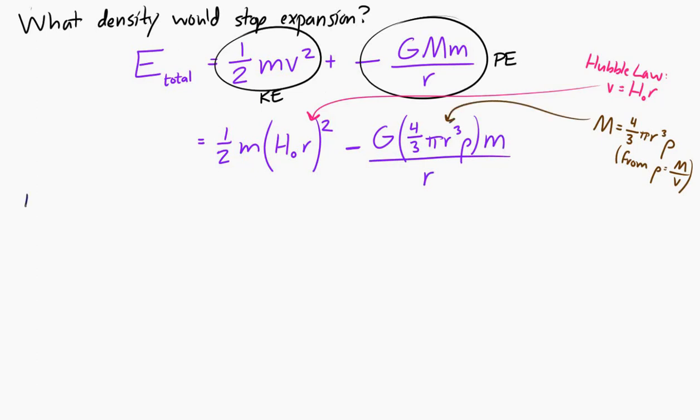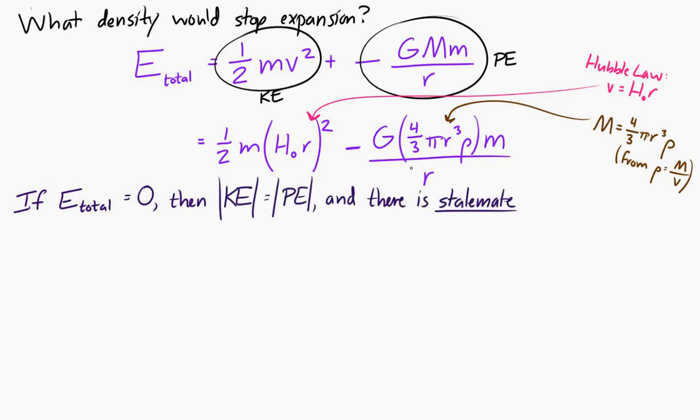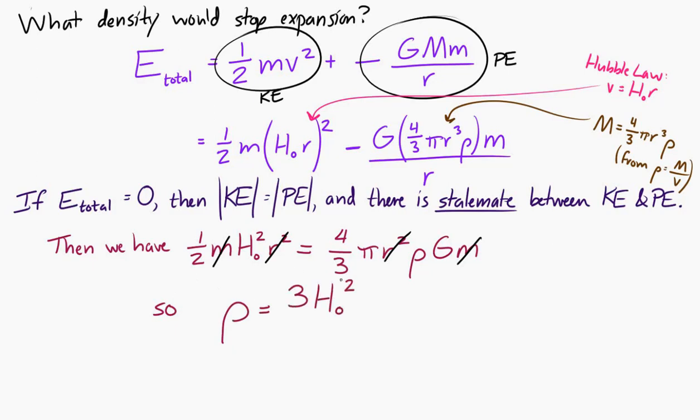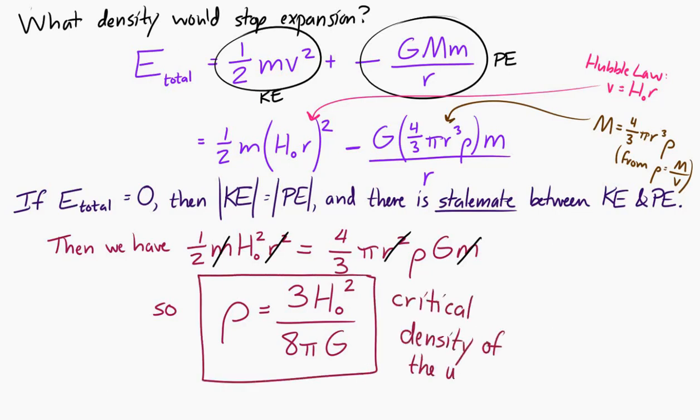Now, if there is a stalemate between this kinetic energy associated with the expansion of the universe and the gravitational potential energy associated with the gravitational attraction of all the mass in the universe, then the total energy would be equal to 0. And if that's true, then we can set 1/2 m H squared r squared equal to 4/3 pi r squared density G m. Now, a couple things cancel out. The m cancels out here, the r squareds cancel out, and we get an expression for the density of the universe equal to 3 times the Hubble constant squared over 8 pi times the gravitational constant. This is called the critical density of the universe.